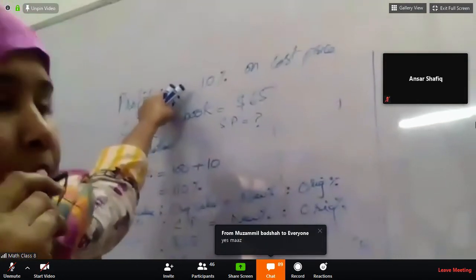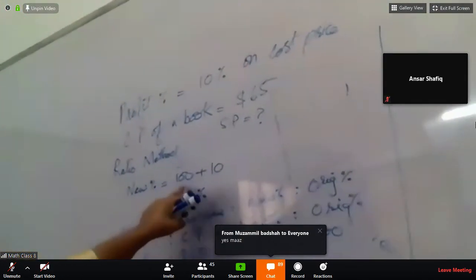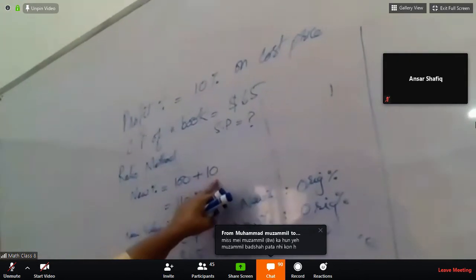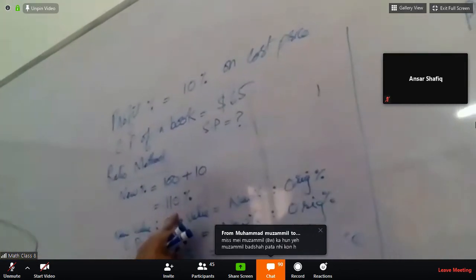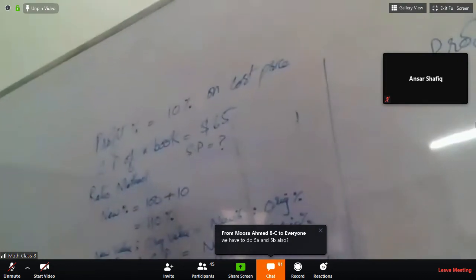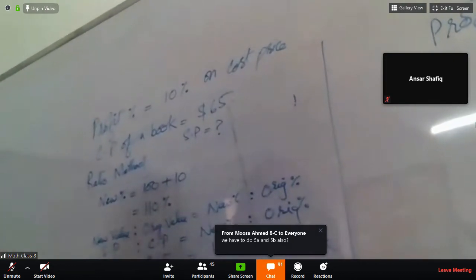In case of loss percent, if you are having a loss, then in case of the new percentage, 100 will be subtracted by 10 to give us 90. And then 90 will be replaced here and solve accordingly.